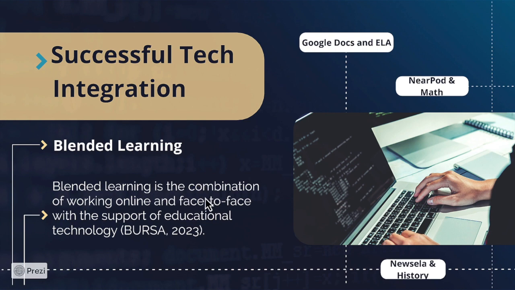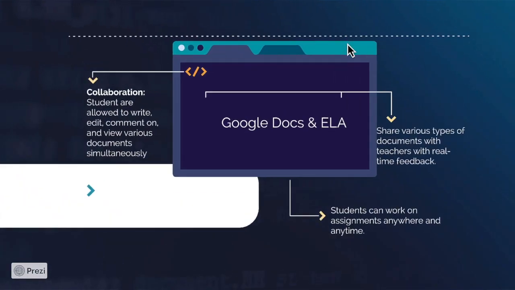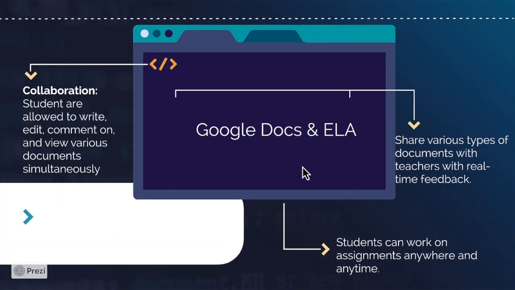In an ELA classroom, students are allowed to read, write, and edit comments on various documents and writing simultaneously with other writers. They can share various types of documents with the teacher with real-time feedback. Furthermore, students can work on assignments anywhere at any time.